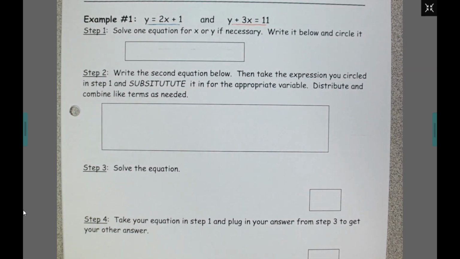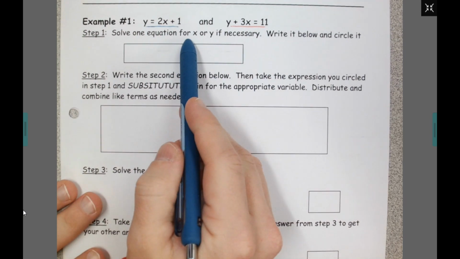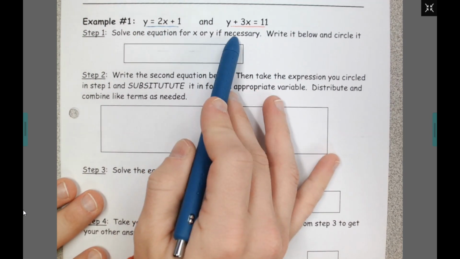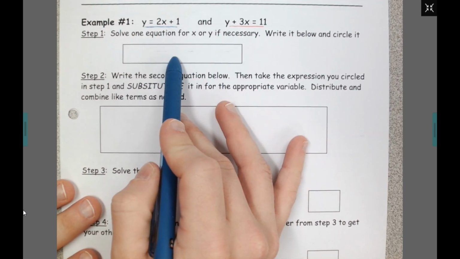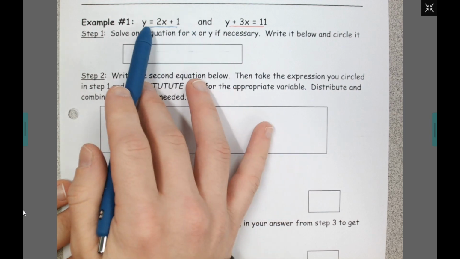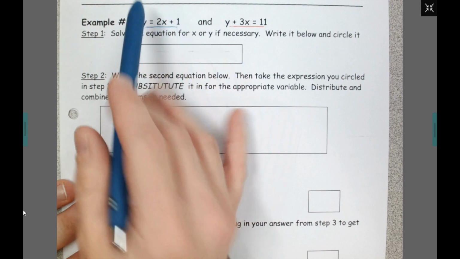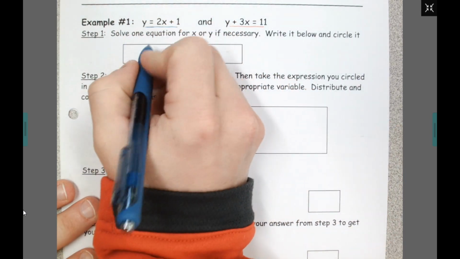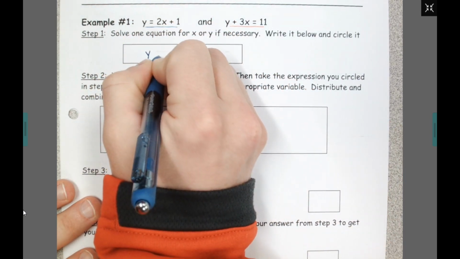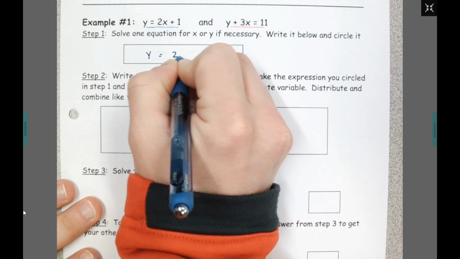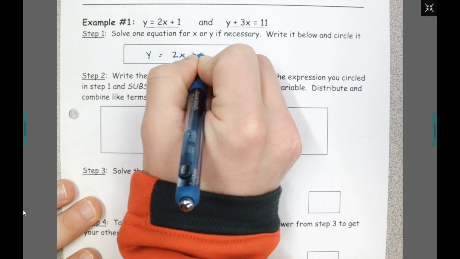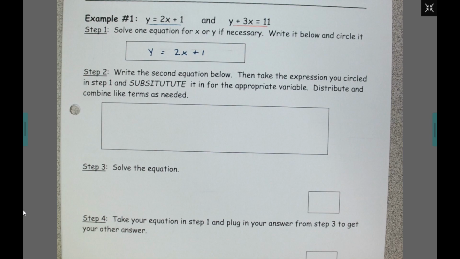Following these steps, your first step is to solve one of the equations for x or y if necessary, and write it below. Looking at these, I want one of them to be either y equals or x equals. The first one already is y equals, so I'm going to write that in here. You get y equals 2x plus 1. I wrote it in the box.